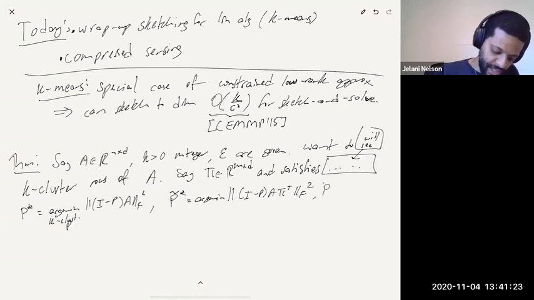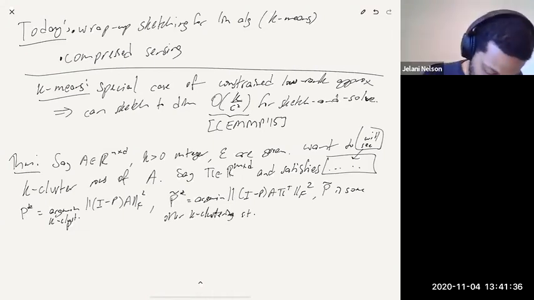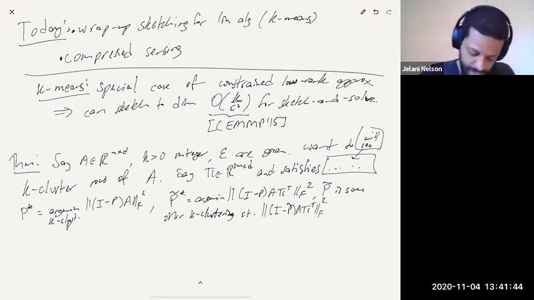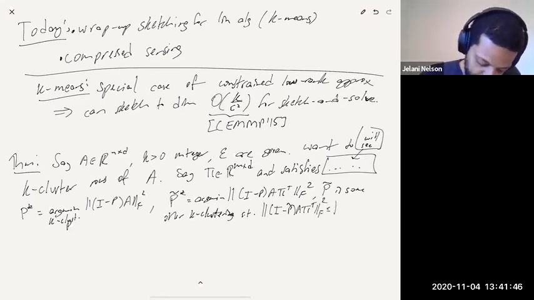And let's say P tilde is some other K clustering, which is a gamma approximately optimal solution for the sketched version, such that if you look at the identity minus P tilde applied to A pi transpose, so applied to the sketched problem, then this is at most gamma times identity minus P tilde star A pi transpose for Frobenius norm squared.